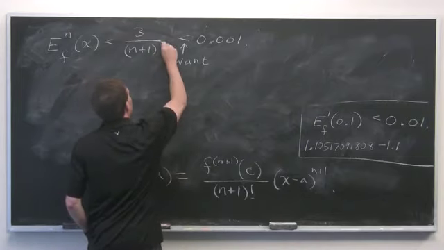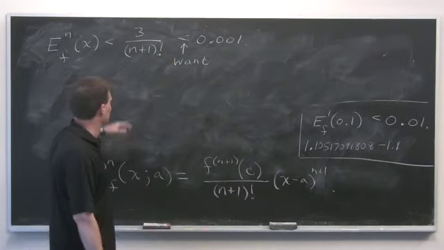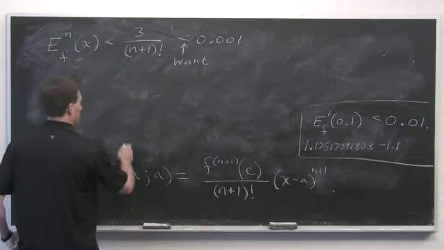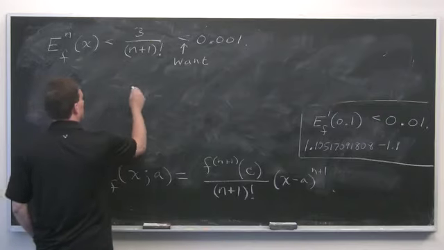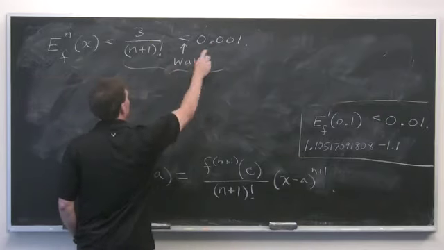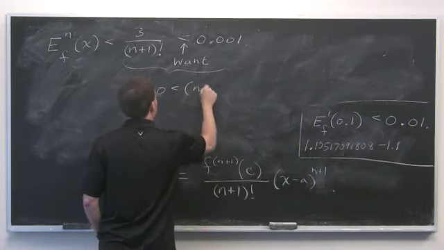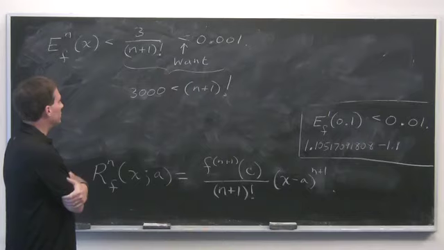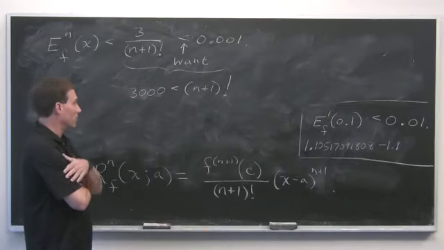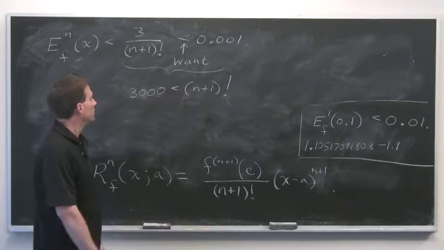The bad news is that there's no good way to solve for n plus 1 factorial algebraically. Yes, you can divide by this and put this over there. So this is equivalent to 3,000 is less than n plus 1 factorial. Or in other words, we need to pick n so big that n plus 1 factorial is bigger than 3,000.